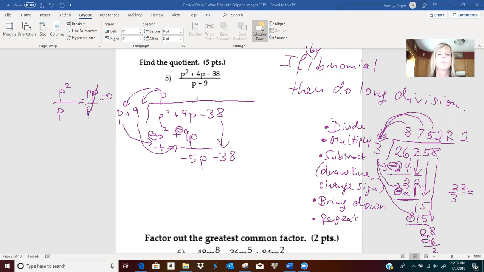And then we start over. And I'm going to use a different color. Now we're going to ask, what do we ask now? We're really asking p goes into negative 5p how many times? Do you see? P goes into negative 5p. How many times? The p's cancel, so you get a negative 5. So you have to put a negative 5 here.